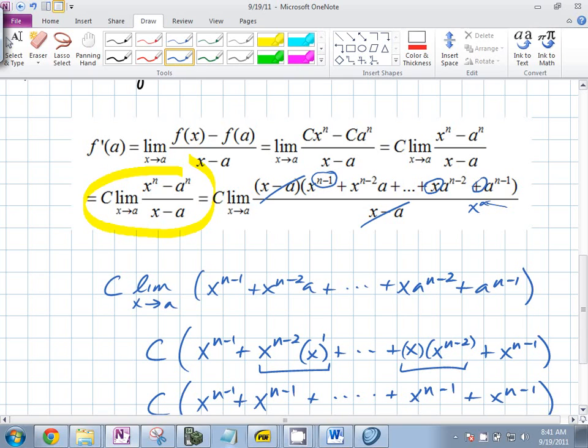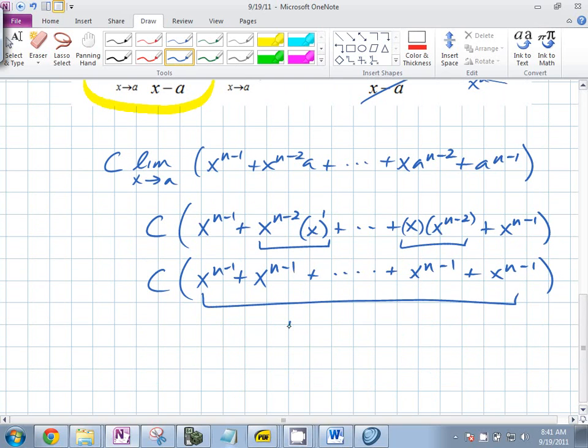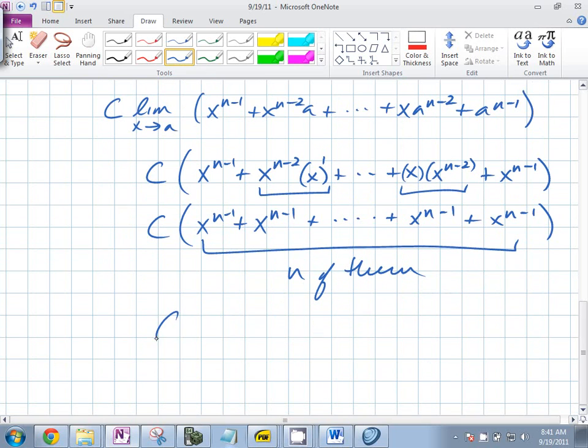If you go from n minus 1 all the way down to 0, how many things have you counted? n of them. If you go from n to 1, you've counted n things. If you go from n minus 1 to 0, you've counted n things. So how many of these do we have right here? n of them. So if you have n of them, you can write it as c times n times x to the n minus 1, absolutely. Yes, so what have we proven?